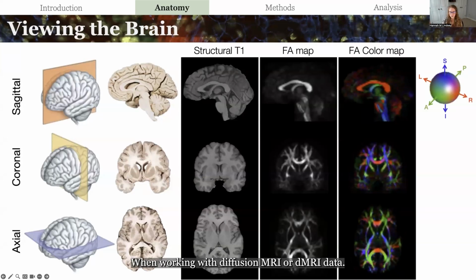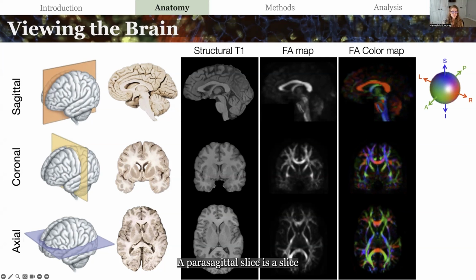When working with diffusion MRI or dMRI data, we are most often looking at slices on a diffusion weighted image. So you need to know how to read these. Since the brain is 3D, we view and image the brain in 3 dimensions or in 3 planes: sagittal, coronal, and axial. The sagittal plane divides the brain into left and right halves. A mid-sagittal slice is taken exactly in the middle, splitting the brain into equal left and right sides or equal hemispheres. And that's like what you see here in this top row.